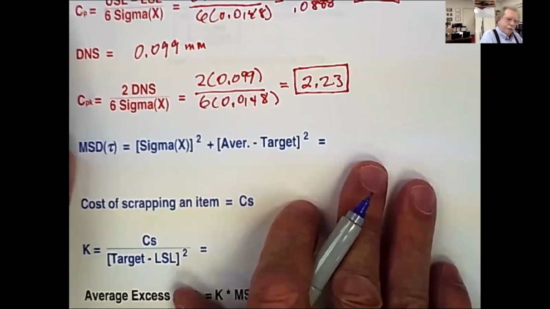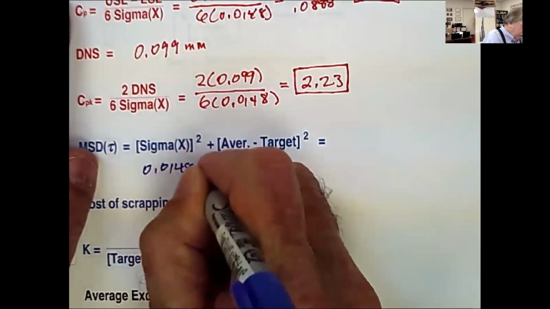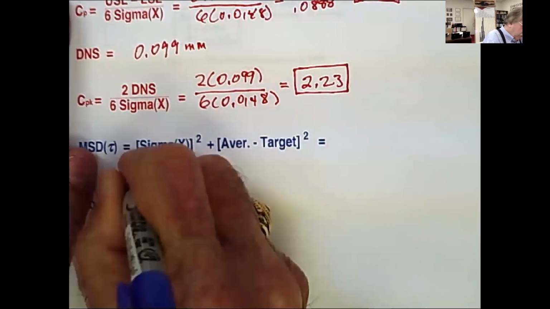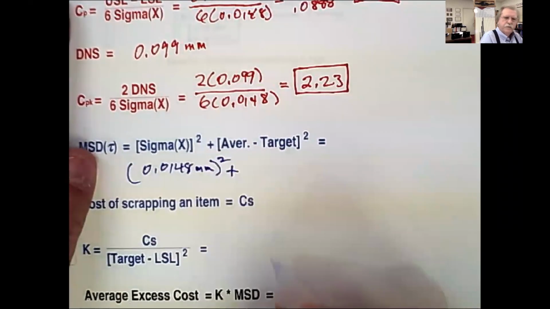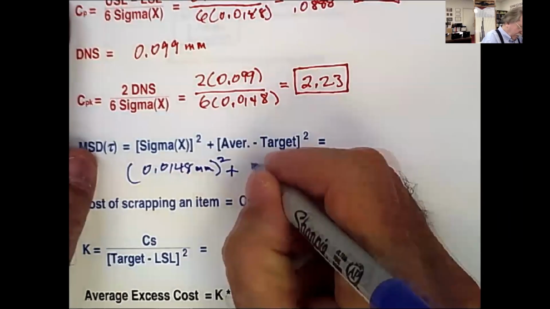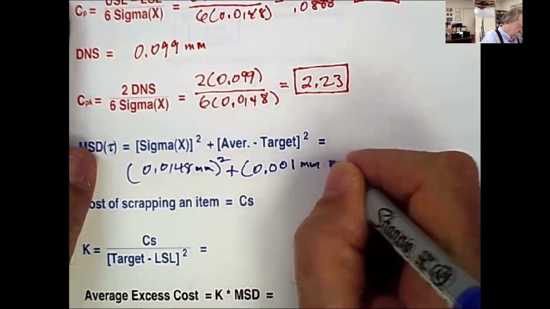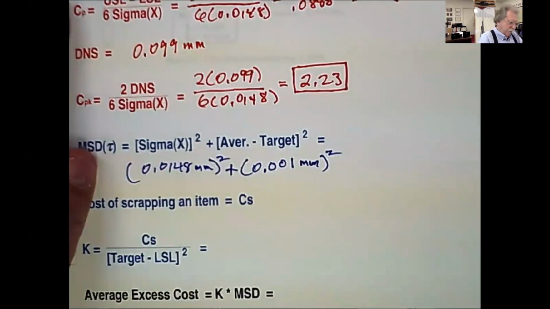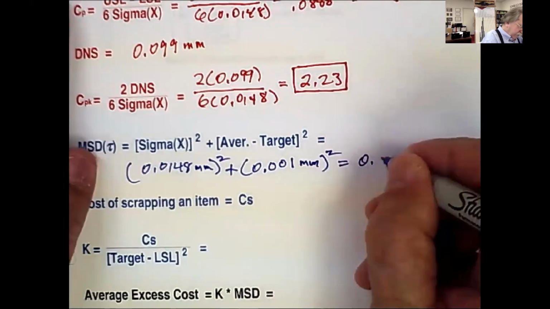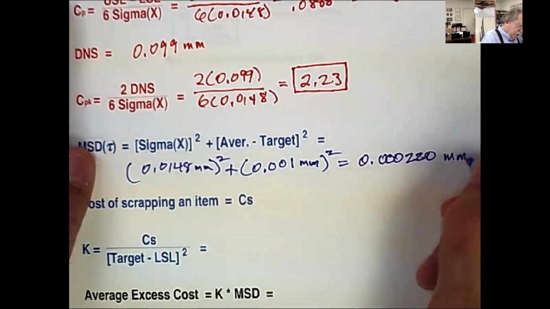So, 0.0148 millimeters squared plus the average 15.899 is 1 micron, 0.001 millimeter off target. And so this is 0.0002220 millimeters squared.